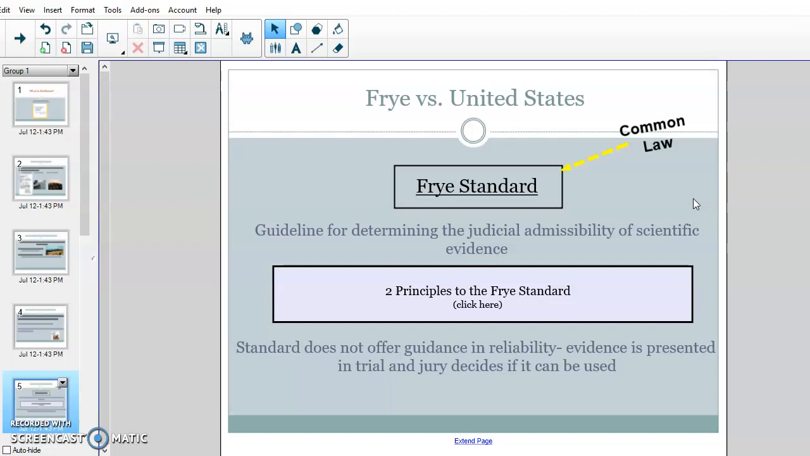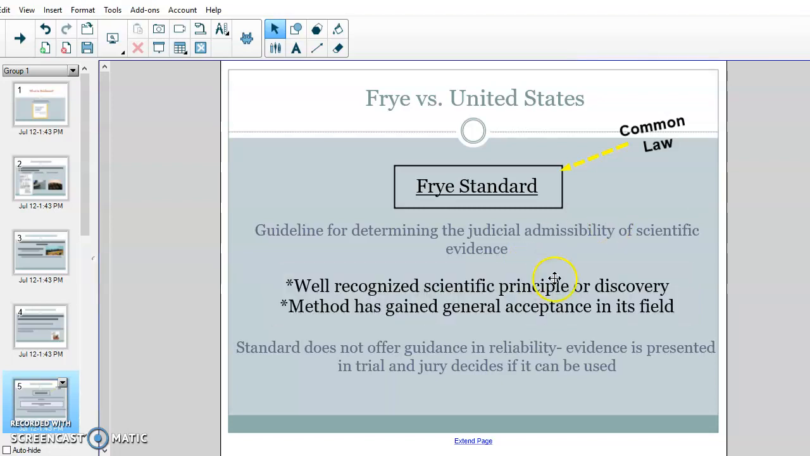this was the law that was used to determine if scientific evidence was allowed in court. And the guideline was as follows. So this is, remember, for scientific evidence, it stated that evidence had to be well recognized, so it had to be a well-recognized scientific principle, and the method had to have gained general acceptance in its field. So in order for evidence to be allowed in court, it had to be well recognized, and it had to have gained general acceptance.